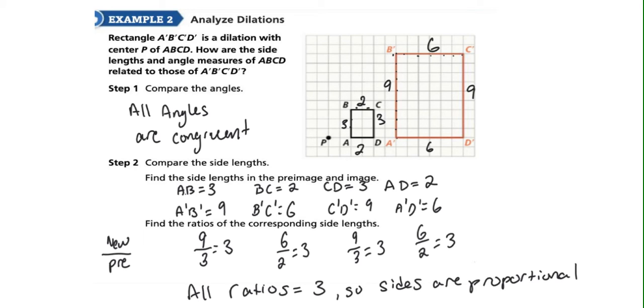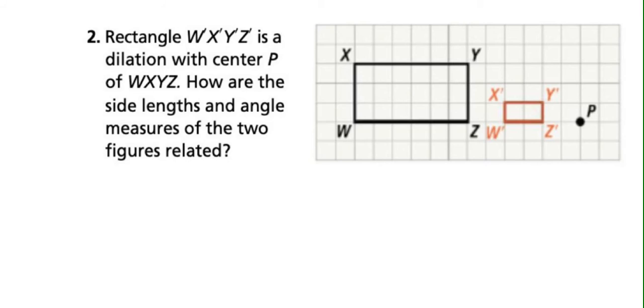Right, and like we said in our definition of dilations, all angles are congruent and all sides are proportional. Now, on your own, I want you to try number 2, similar to what we just did in example 2. It says, how are the side lengths and angle measures of the two figures related? So I want you to look at their angles and then prove that their sides are proportional.